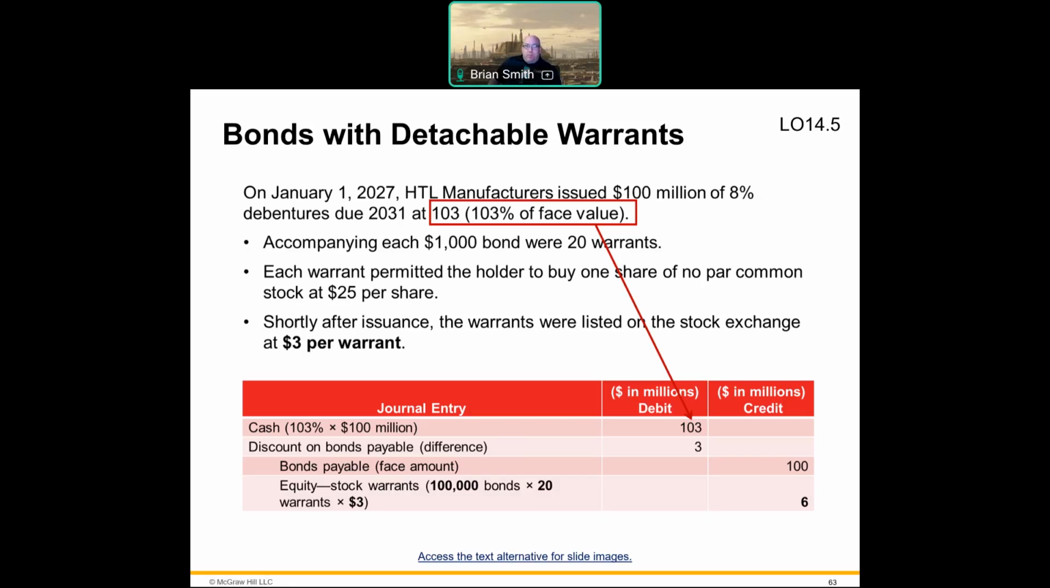The cash we got was at a premium at 103, so we took 100 million times 1.03, which is 103 million. Pretty easy to do. And then the bonds payable were 100,000 bonds at $1,000, so that's just $100 million in bonds. So the difference is the discount. We sold them at a discount. That's curious. Because of those warrants, we're selling at a discount.